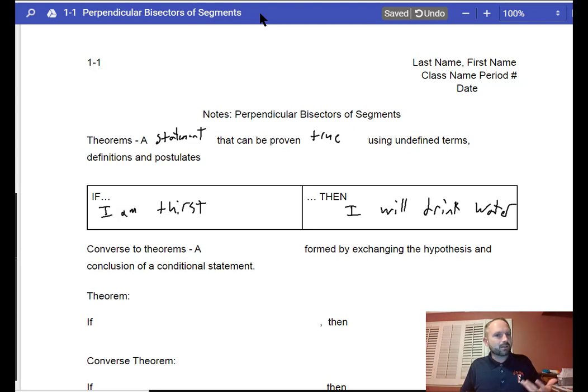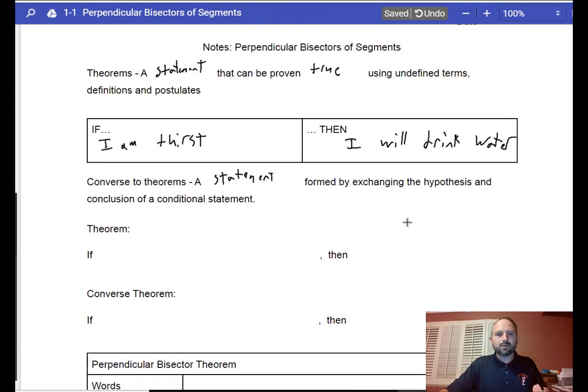We're also going to be talking about converse to theorems. Converse to theorems are statements that are formed by exchanging the hypothesis and the conclusion of a conditional statement. Well, let's talk about that. So once again, if I am thirsty, then I will drink water.